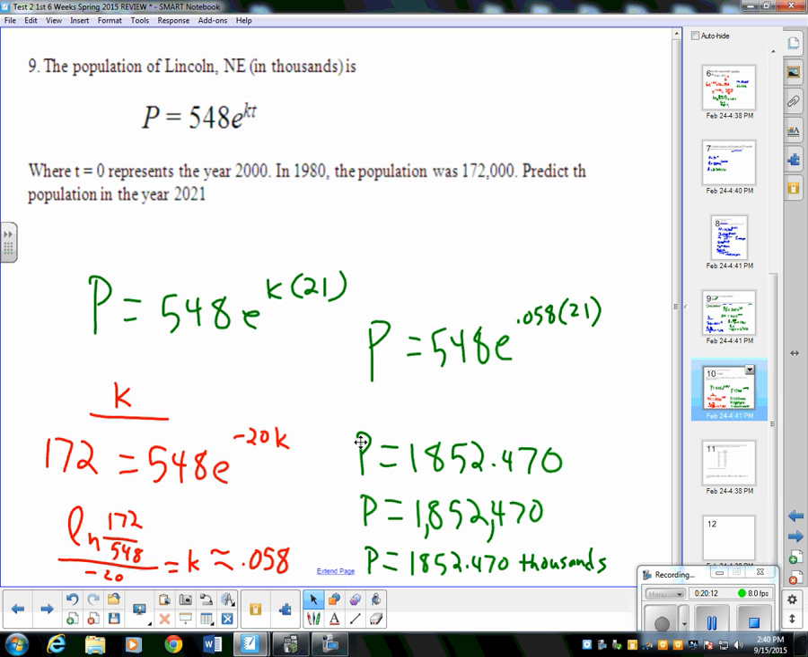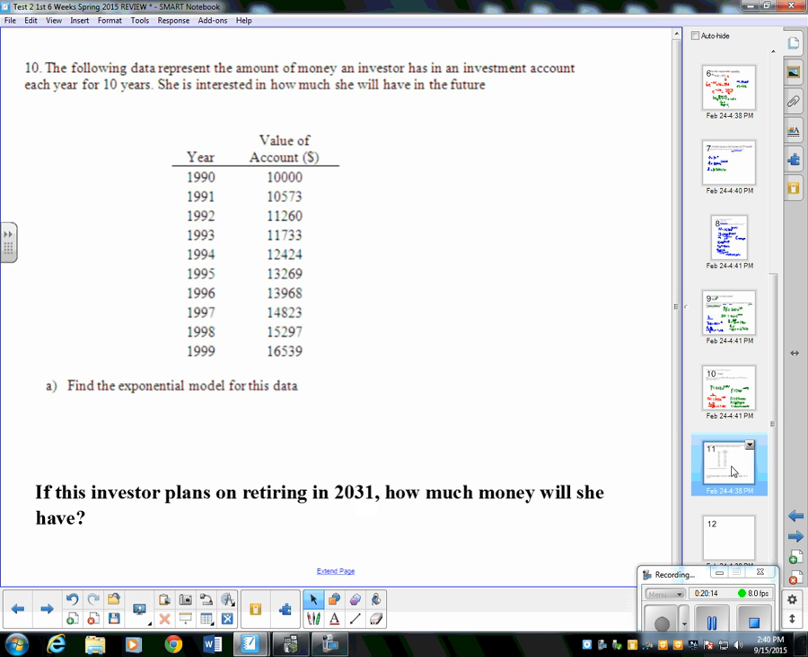We got one more to go. This talks about money in an account. We've seen a problem like this before. We have data that represents the amount of money an investor has in an investment account, starting in the year 1990 through 1999. We have all of our stuff right there. This one says find the exponential model for this data. And then there's a second part. It says if the investor plans on retiring in 2031, how much money will she have?